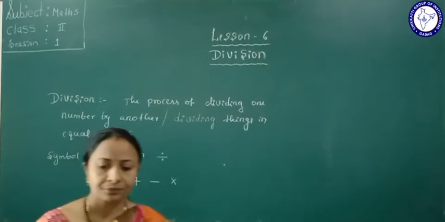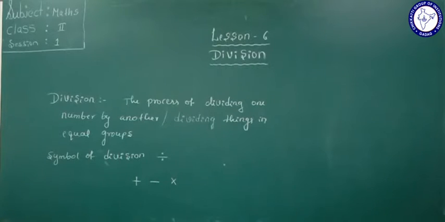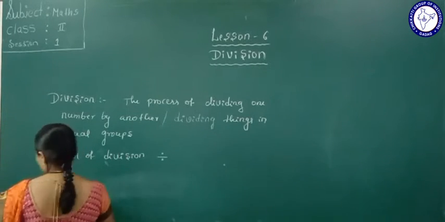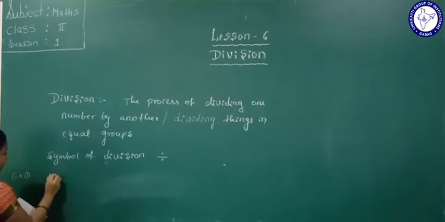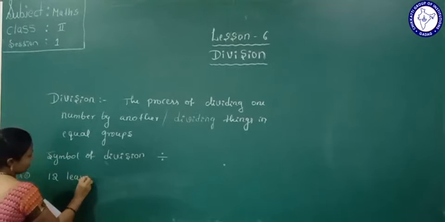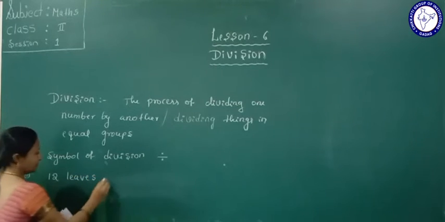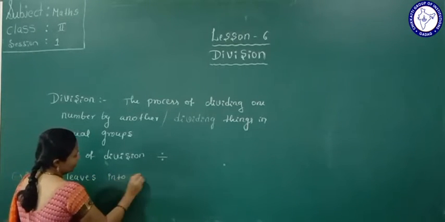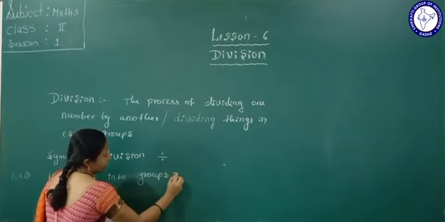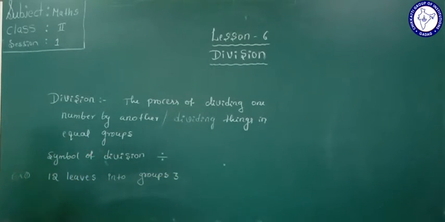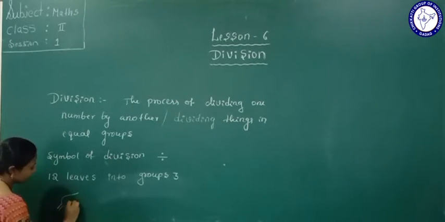The first example is: there are 12 leaves into 3 groups. Into 3 groups. Yes. So they have given here 12 leaves. See here, I'll draw 12 leaves.